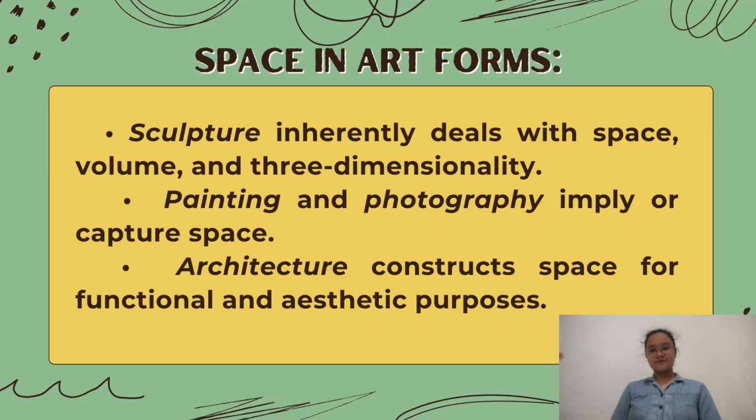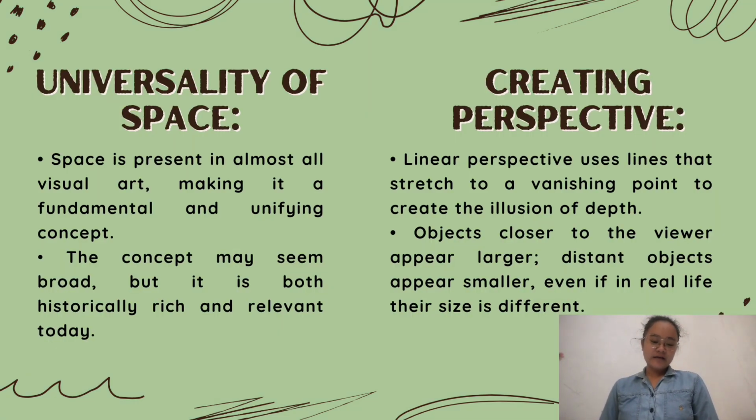Space in art forms. Sculpture inherently deals with space, volumes, and dimensionality. Painting and photography imply or capture space, while architecture constructs space for functional and aesthetic purposes. Universality of space. Space is present in almost all visual art, making it a fundamental and unifying concept. The concept may seem broad, but it is both historically rich and relevant today.